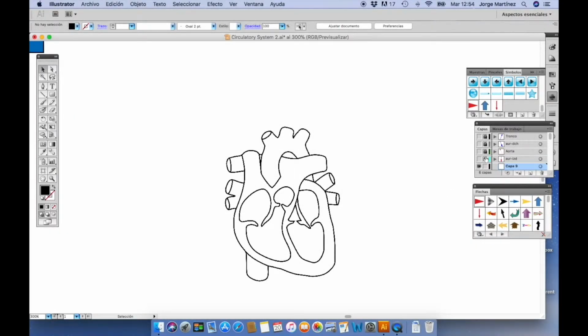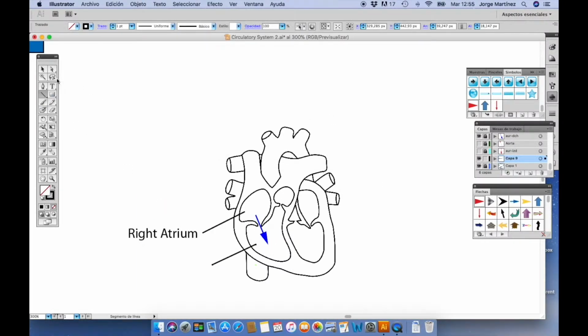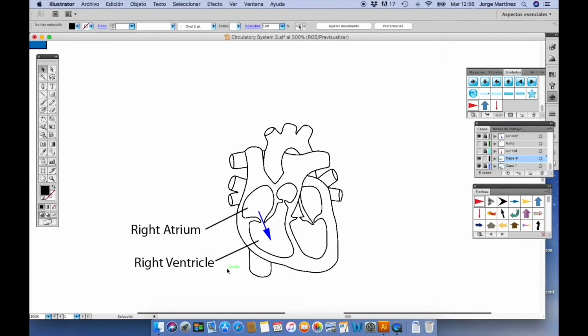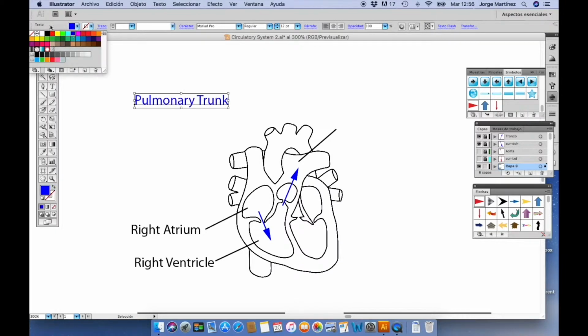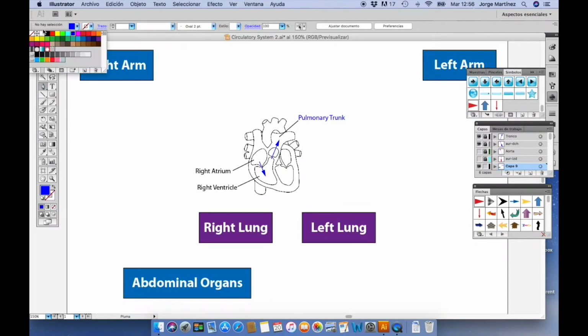In this video, I'm going to draw a diagram with the most relevant veins and arteries of our body. I'm going to start here in the right atrium. The right atrium receives the oxygenated blood from the body. When the right atrium contracts, it sends the blood to the right ventricle. The right ventricle contracts, sending the oxygenated blood to the pulmonary trunk.